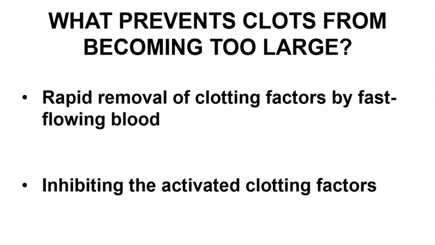The second is inhibiting the activated clotting factors. Any thrombin that moves away from where the clot is formed is very quickly inactivated by a protein in the blood plasma called antithrombin 3. Heparin, which is a substance that's produced by the basophils, will enhance the activity of antithrombin 3, which helps to explain why heparin functions as an anticoagulant.